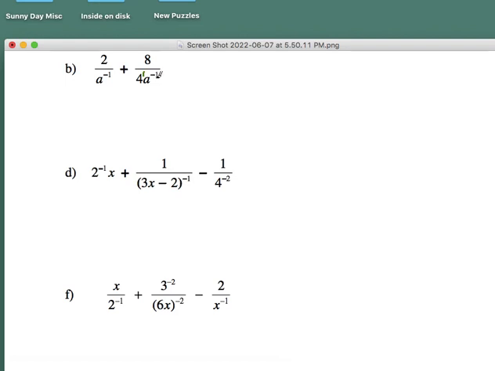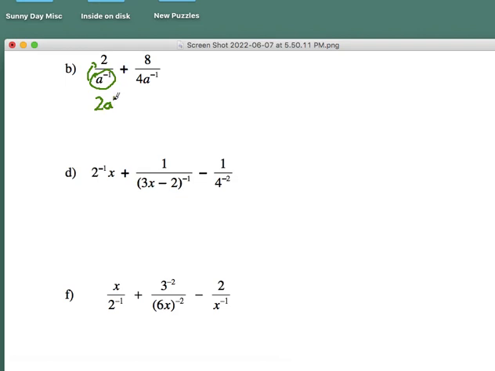The negativity of this guy only applies to the a. So when you're moving them, you only move the part that's hit by that negative exponent. So for example, here, let's move this guy right up here. Let's do that. So our next line looks like this.